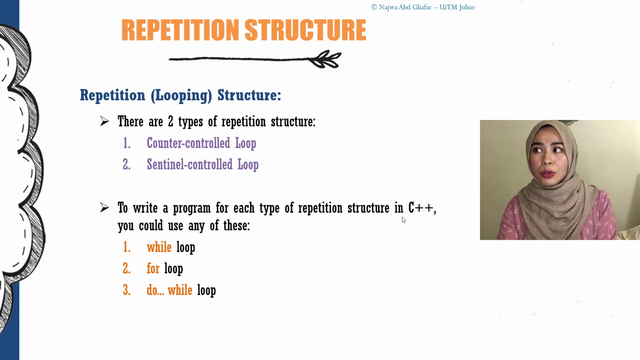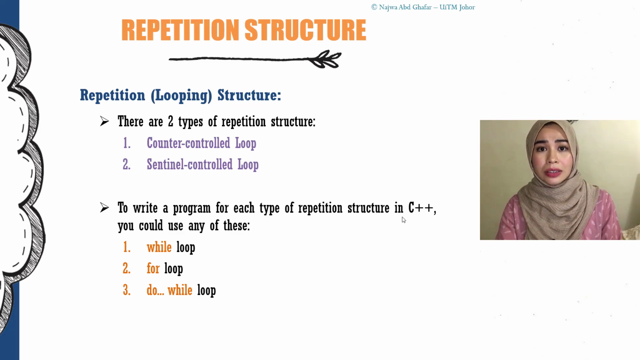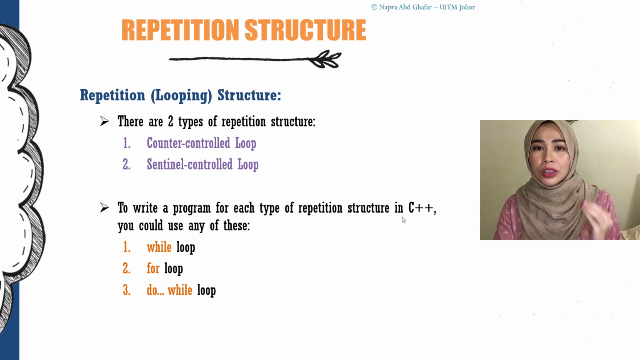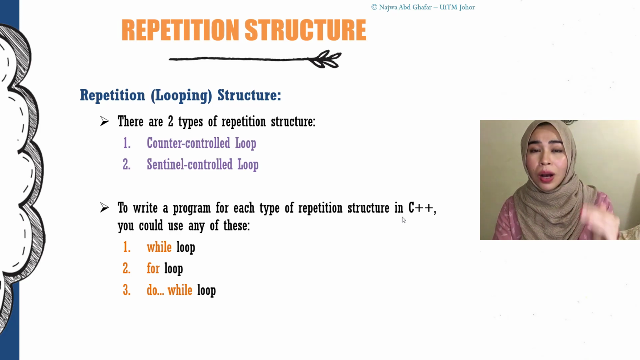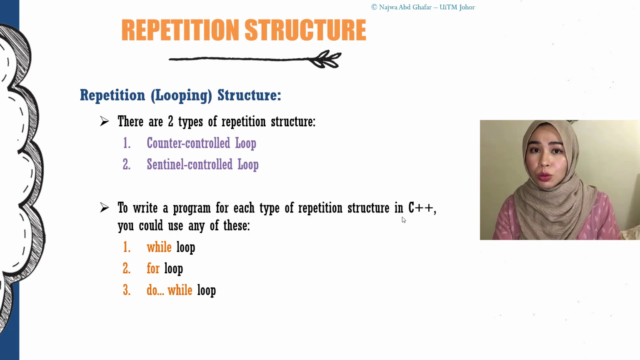So if I ask you, I want to display the word hello 10 times, do you know when to stop? Yes, because in the question you said you want to repeat hello 10 times. So when do we stop? We stop when the hello has been displayed 10 times. That is when we use counter control loop.